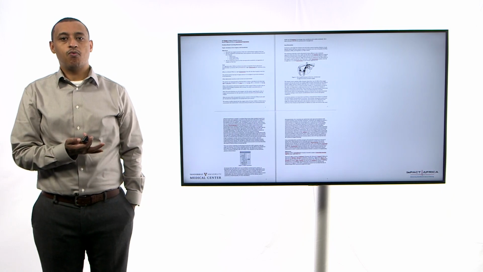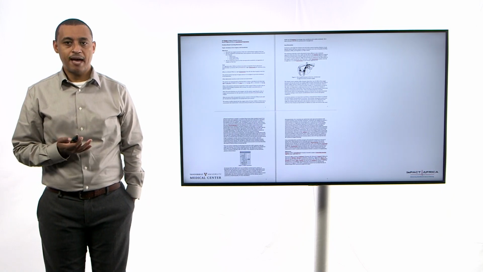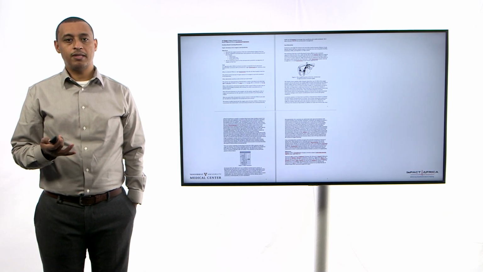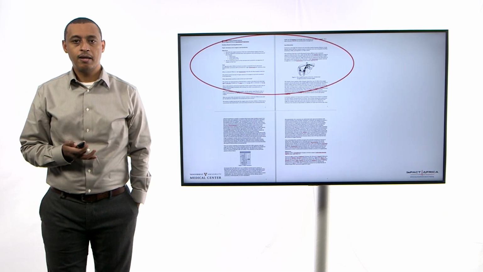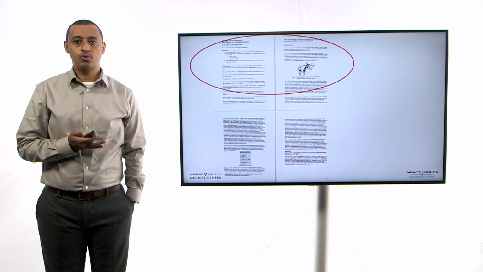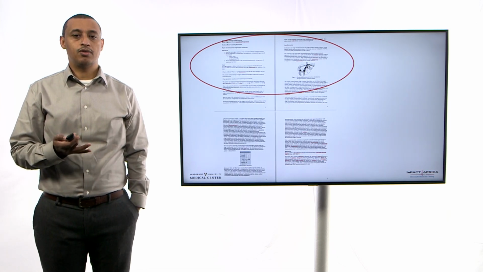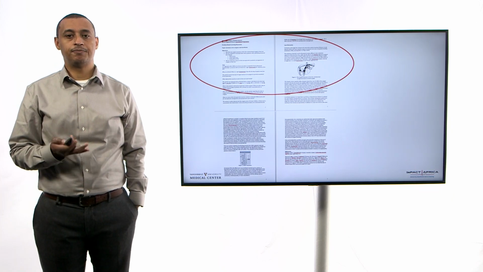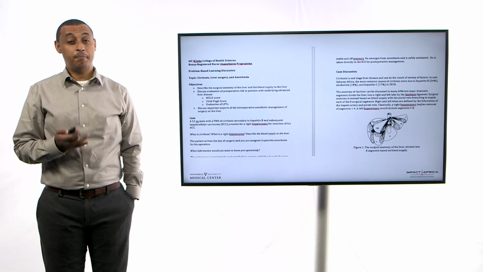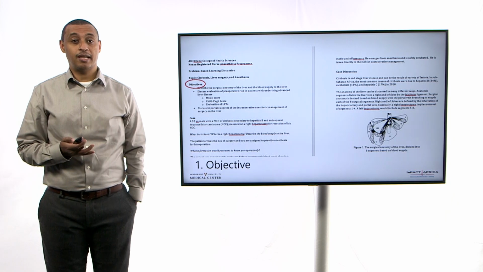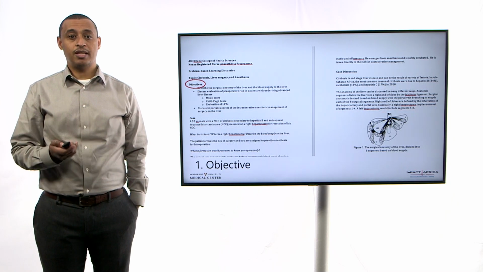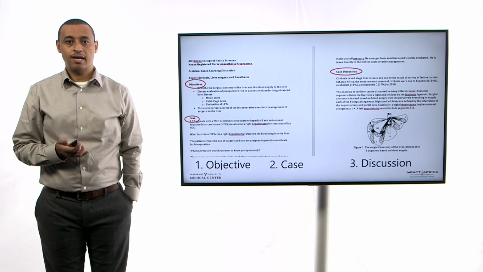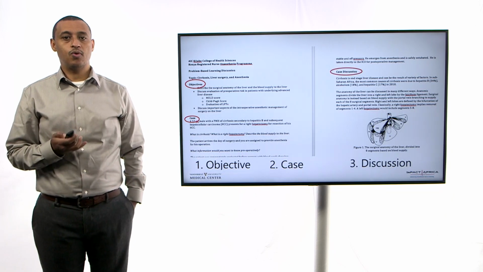Here's a picture of one PBLD that I took from the Impact Africa Learning Management System. It's a 4-page long document, and I'm sure you can't read it, but I'll zoom in and show you some of the key components to help us understand the format of the PBLD. So a typical PBLD should have 3 sections. It should have an objective section, a case section, and a discussion section. Let's go over each of these.